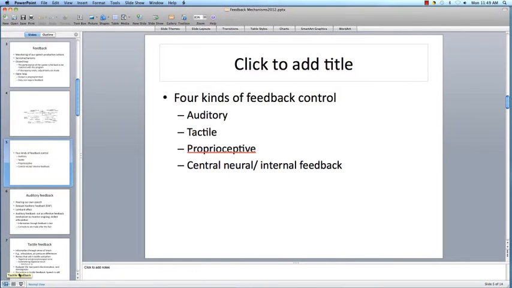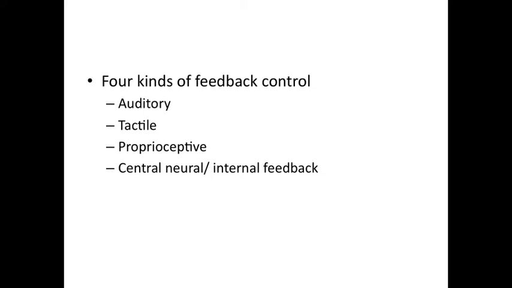All right, we're going to continue with feedback mechanisms. We talked about how we really need a feedback mechanism in order to monitor our ongoing speech. And we said there are four kinds of feedback control: an auditory feedback control, a tactile feedback control, a proprioceptive, and then a central neural or internal feedback mechanism.